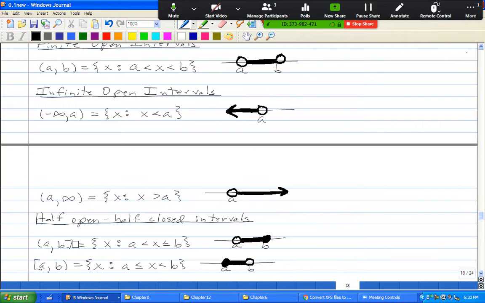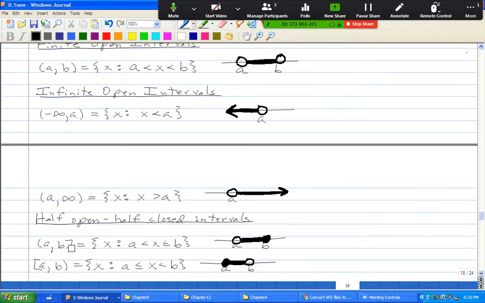The half open, half closed intervals. Say the interval that contains all numbers between a and b. It includes b, but it does not include a. So it's the set of all x between a and b. It includes b, but not a. So it's the open parenthesis a comma b close bracket.